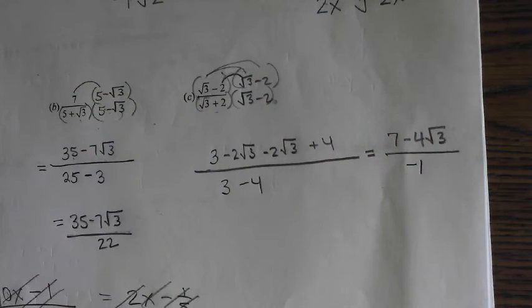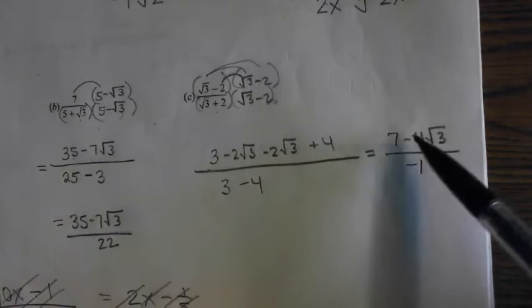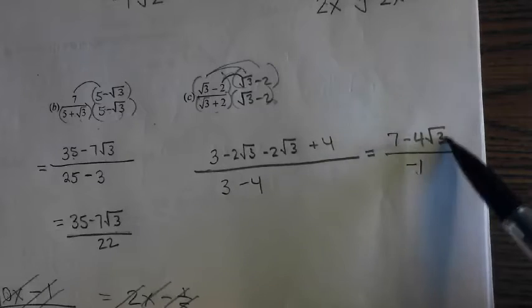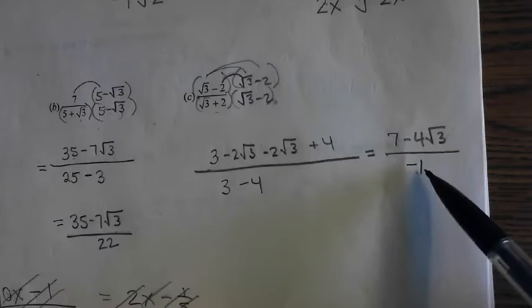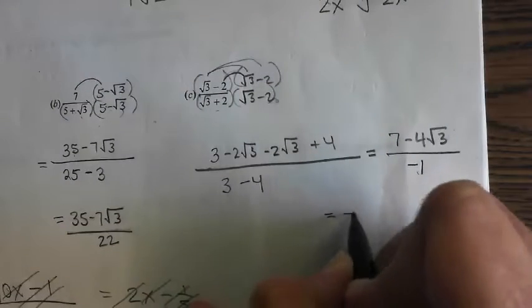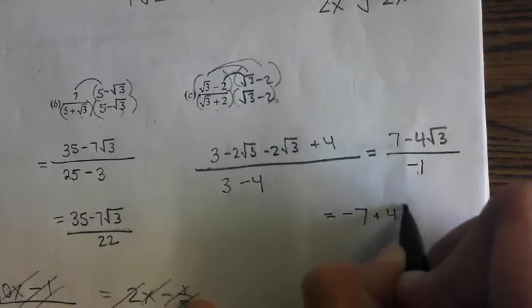Now, I would be shocked if you saw that as the final answer, because anything is divisible by negative 1, right? So you would definitely want to clean this up just a little bit more to be more presentable and actually divide both terms by negative 1, which is really just going to flip your signs. You're going to get negative 7 plus 4 root 3.